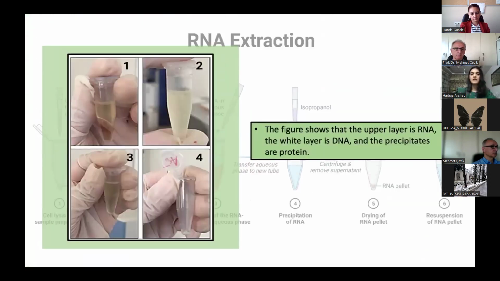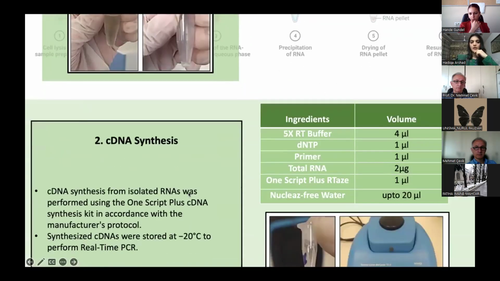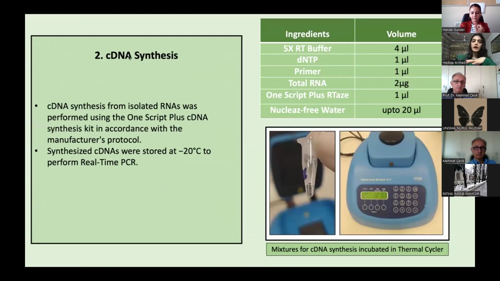So this was my photograph, in which in the first figure you can see that there is the RNA, the next white layer is the DNA, and then there are proteins. And then after adding isopropanol, we took out the RNA. Okay, so we took out the RNA now.